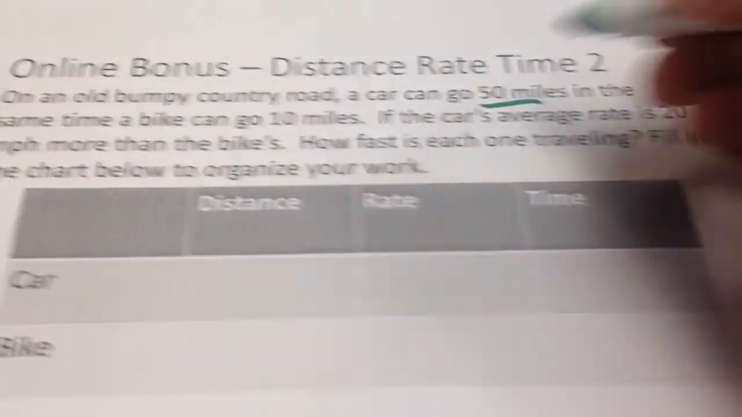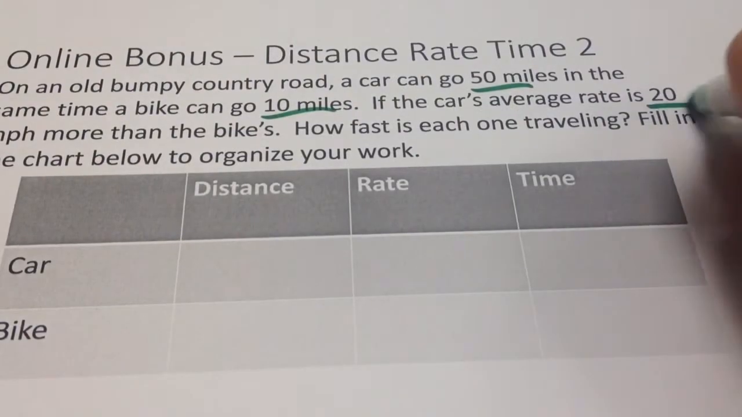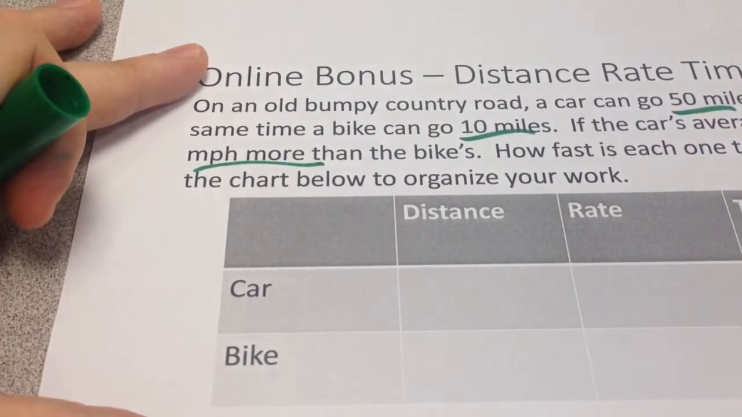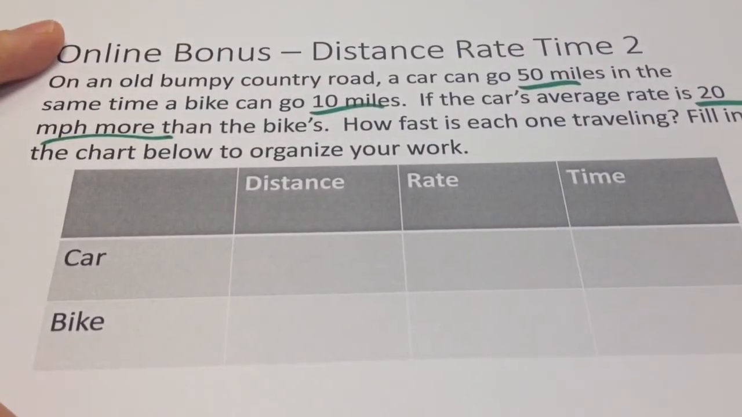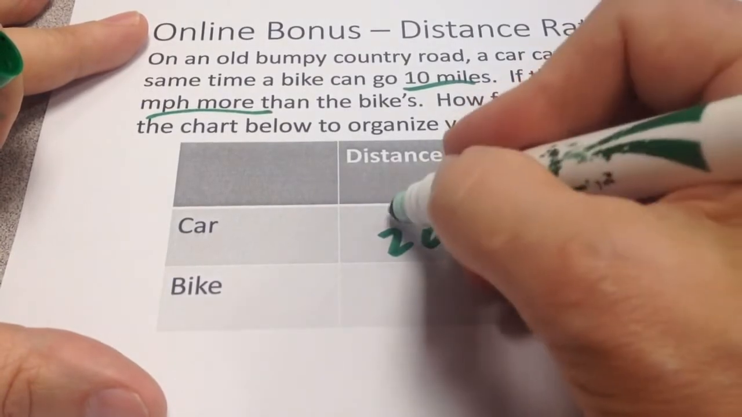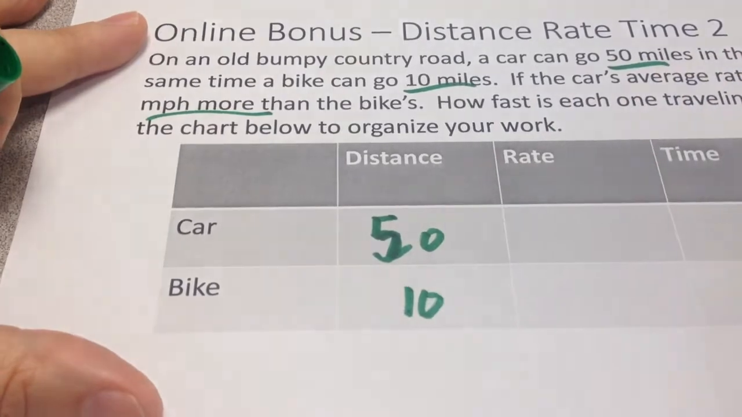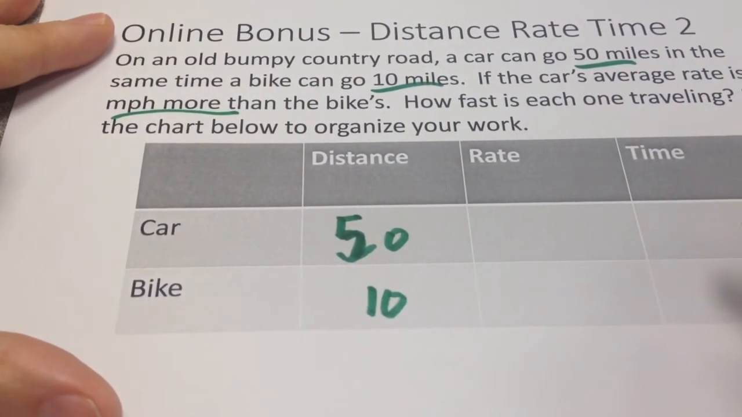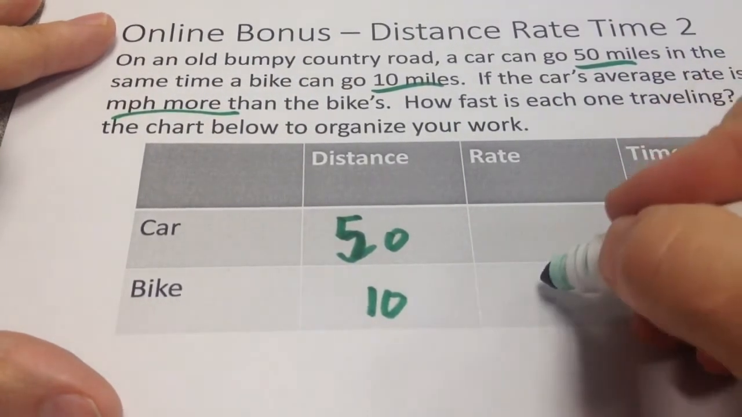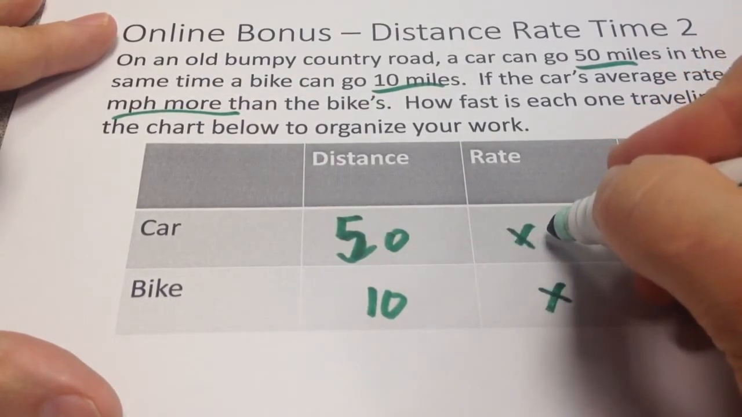50 miles for a car, 10 miles for a bike. The car's average rate is 20 miles per hour more than the bike, so it's not 20 miles per hour. It's more. How fast is each one traveling? So the car's going 50, the bike's going 10. My rate is, I don't know, but I know that the car is going, if the bike is x, x plus 20.